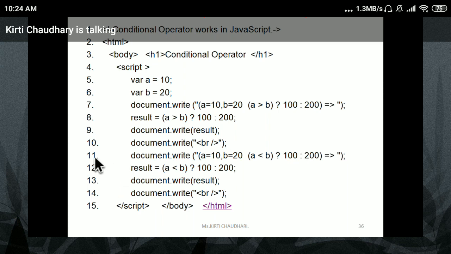Again, line number 11 continues. A is less than B. The condition is true. So this is the expression result, that is 100. So the output you will get is 100. Any doubt? Continue.